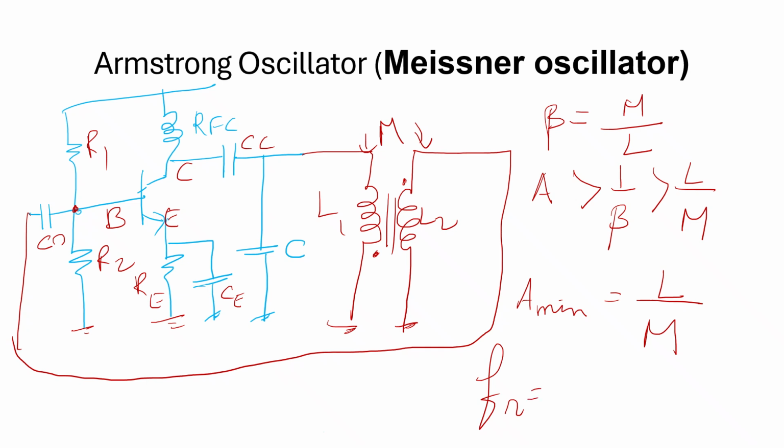Frequency f is equal to 1 by 2 pi root LC. Yes, this is about Armstrong oscillator or the Meissner oscillator. The radio frequency choke present in the circuit enhances the signal. CC capacitors behave as blocking capacitors which block the DC and allow the AC component to pass through.